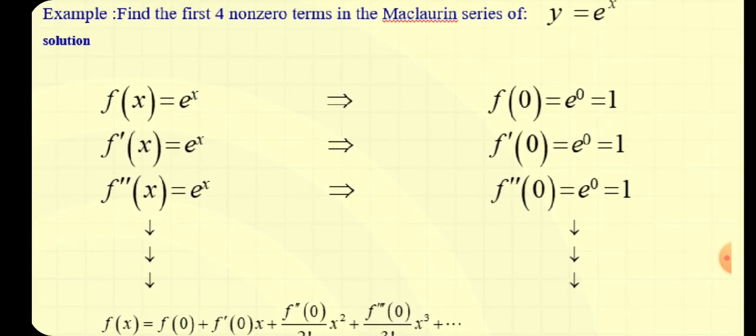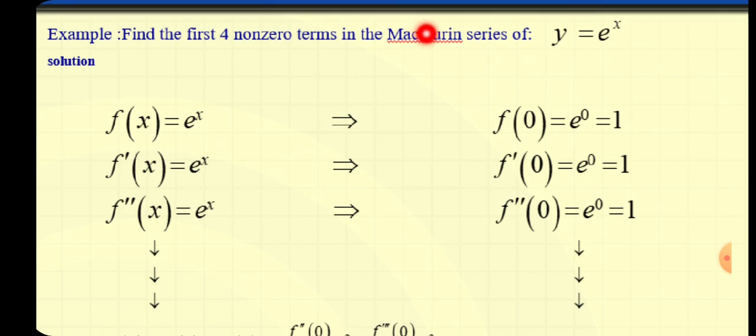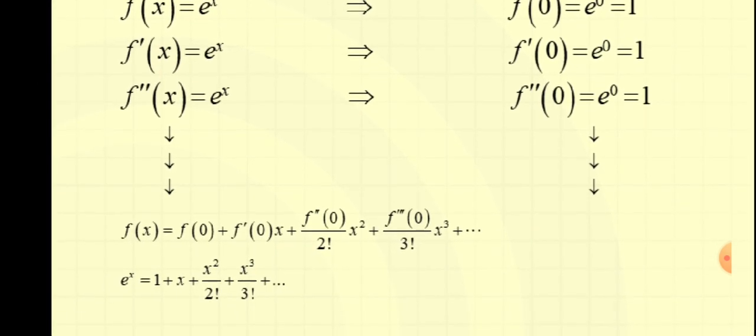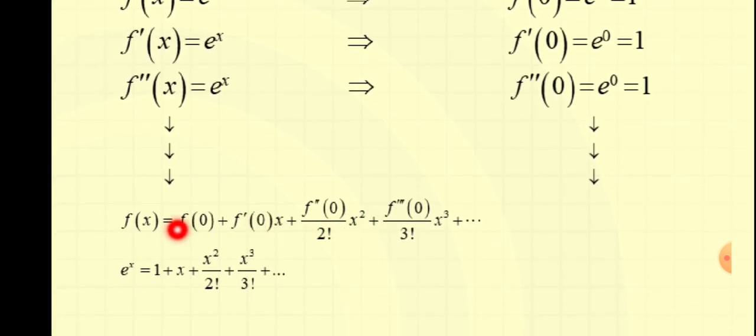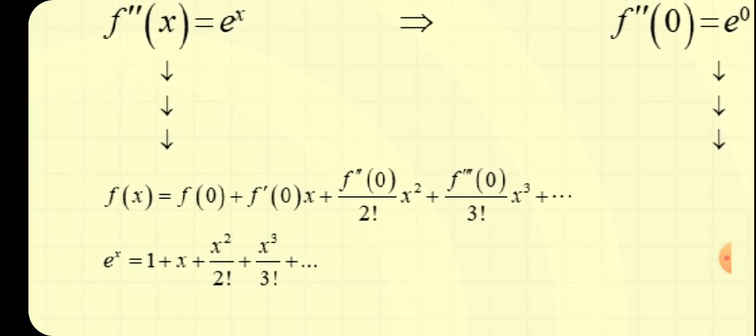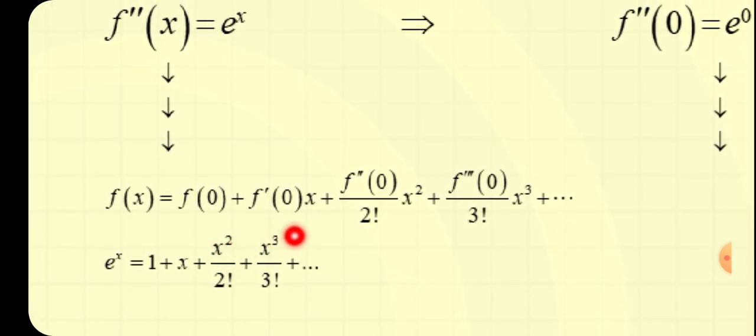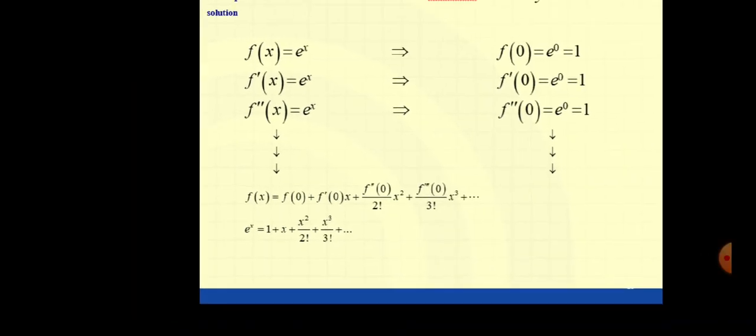Another example, express y equals e to the power x using Maclaurin series. So our function is e power x. Find a few derivatives for e power x and substitute x equals 0, because here we are working with Maclaurin series, so we have to substitute x equals 0 in each one. And after that you can substitute in the function in this rule, and finally we have e power x is 1 plus x plus x squared over factorial 2 plus x power 3 over factorial 3, and so on.